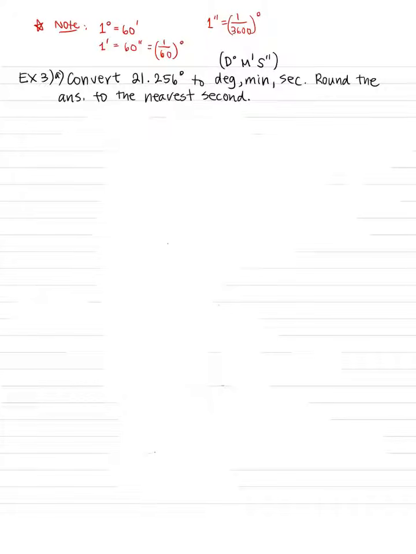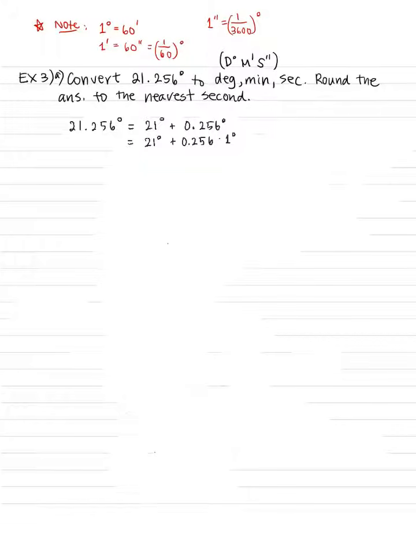All right, so I'm going to work this step by step. Let's get started. Let me just copy and paste 21.256 degrees. Now I'm going to separate this into 21 degrees plus 0.256 degrees. Okay, so now next step, let's keep it as 21 degrees. Now 0.256 degrees is what? 0.256 times 1 degree. So let me just separate it in that way.